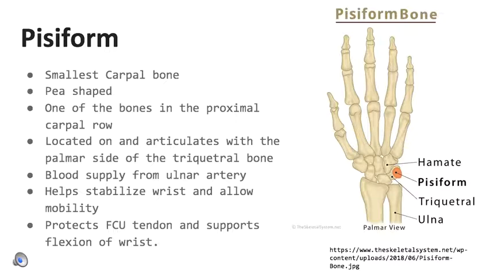The blood supply is from the ulnar artery, and the pisiform helps stabilize the wrist and allow mobility. It also protects the FCU tendon and supports the flexion of the wrist. It is situated on the outer side of the proximal row. It is bordered by the hamate bone on its inner side, and the pisiform can be felt on the palmar side of the wrist below the little finger.